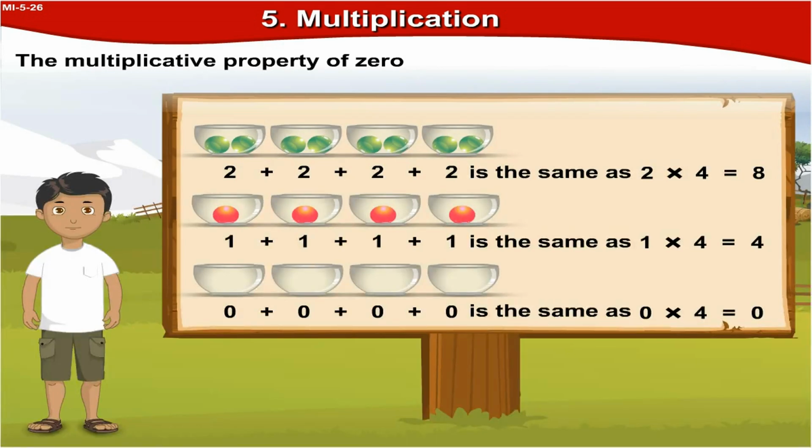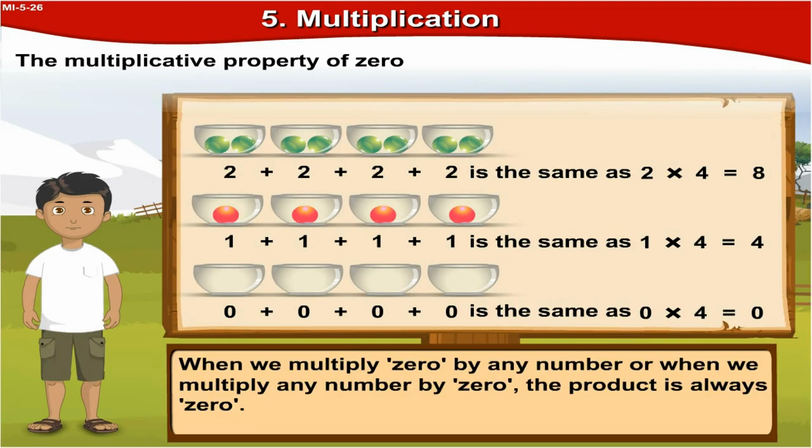So what did you learn from this? Well, when we multiply 0 by any number, or when we multiply any number by 0, the product is always 0. 0 multiplied by 4 is equal to 4 multiplied by 0, which is equal to 0.